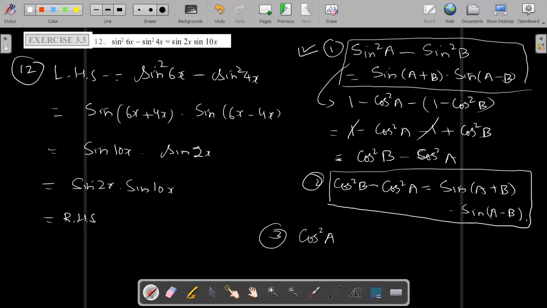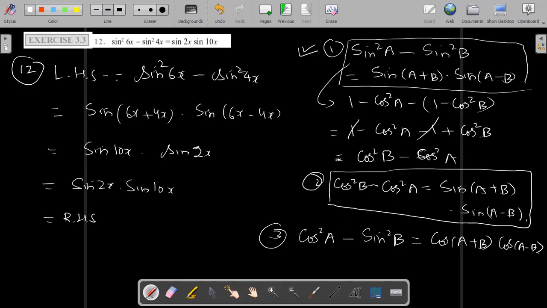As I told you, one of them will be converted into cos and sin and one should remain in cos. Then sin² cos²A minus sin²B. Here cos and sin is coming, here cos and sin is coming. So cos²A minus sin²B is equal to cos(A+B) into cos(A−B).